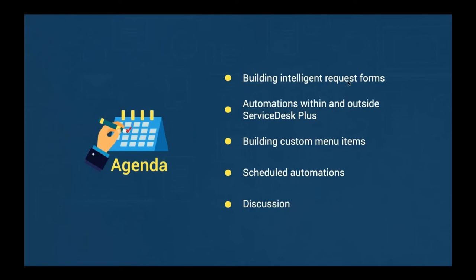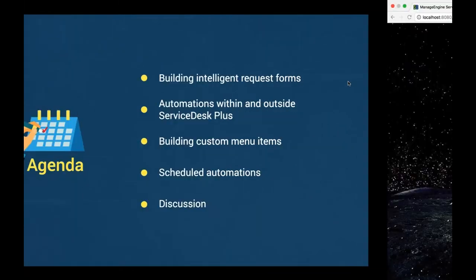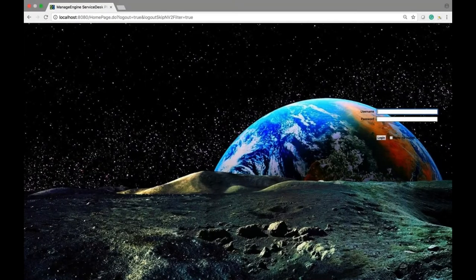So the first topic for today is on building intelligent request forms. I just got my application customized with this particular login page. I'm a little interested in space, so I just customized it. If you have a similar requirement, if you want to put in your company logo, you can have a similar customization. And you would have the username and password box on the right-hand side using which the users can log in. So right now, I'm going to log in as an end user, that is a requester.